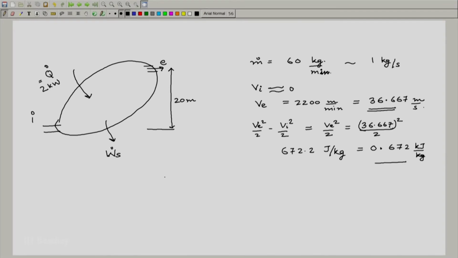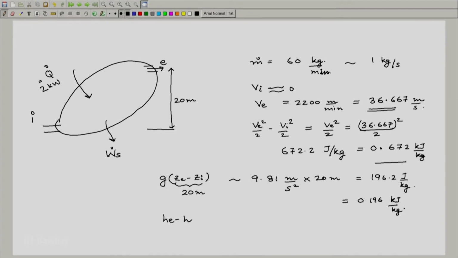What about g times Ze minus Zi? We have been given that this is 20 meters. 20 meters is a reasonably large number, but g times Ze minus Zi would still be a reasonably small number. Let me just calculate it. This is 9.81 meter per second square multiplied by 20 meters. So, this would be 196.2 joule per kg. It is a very small number, 0.196 kilojoule per kg.